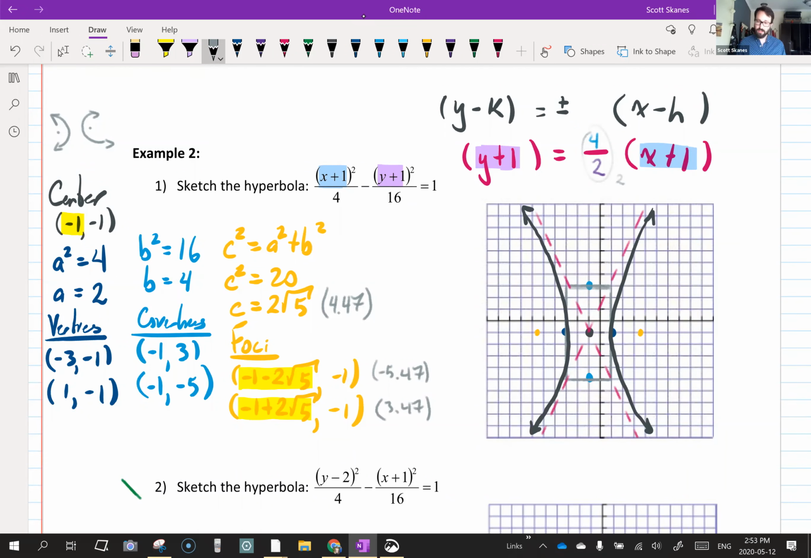And this is basically it. We have everything that we could possibly need. And the asymptotes, I'll write it in here, asymptotes. There's 2 of them, plus or minus 2x plus 1.